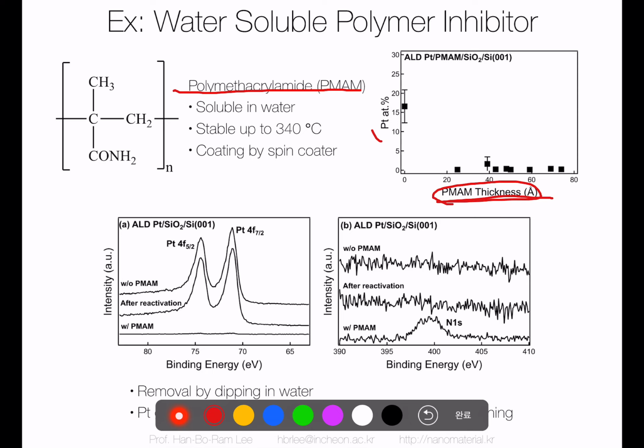So this is the result: with PMMA, no platinum signal, and without PMMA, strong platinum signal. After the removal process of the PMMA in water, we can deposit the platinum, like the surface is regenerated to silicon oxide again.